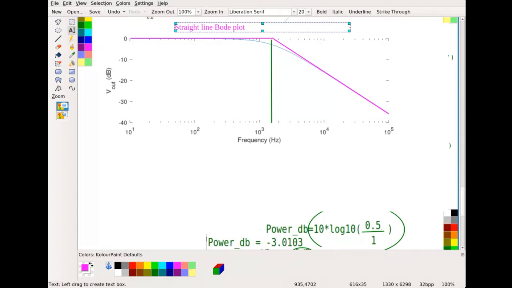With this straight line Bode plot magnitude, again, we're only 3 decibels off, but this here is a low pass filter. So we're passing low frequencies, and so this is a low pass filter.